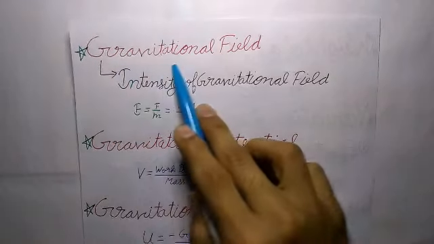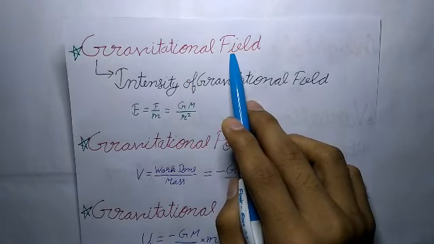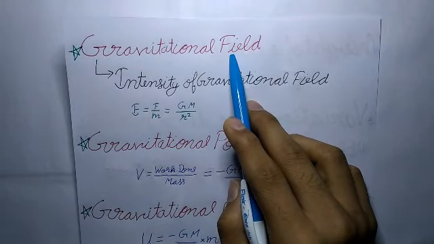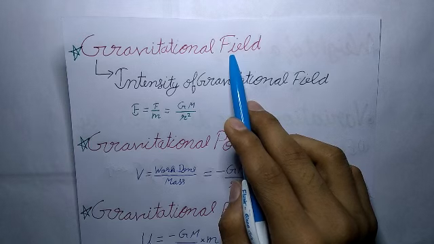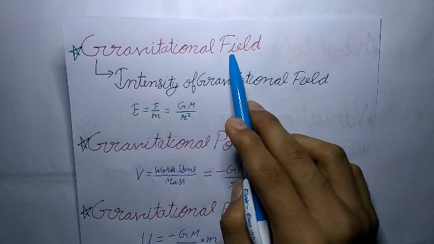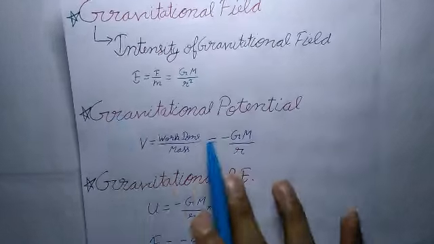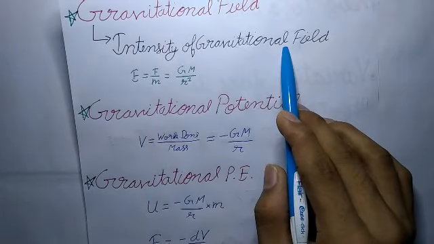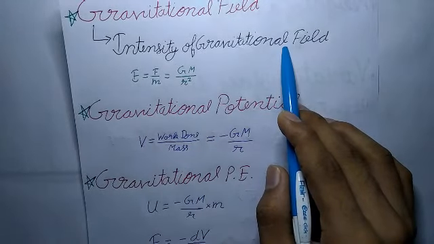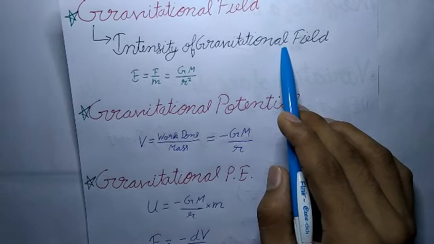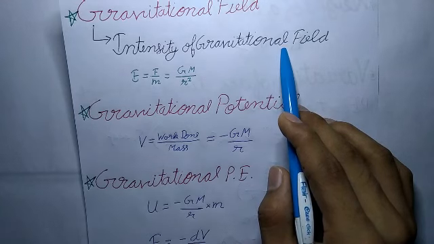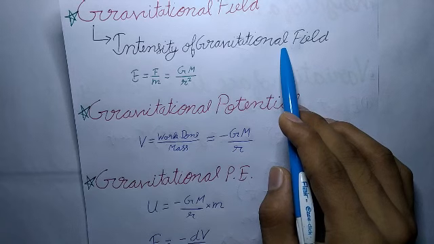Now let's move towards the gravitational field. It is the space around a material body in which its gravitational pull can be experienced by other bodies. Now, intensity of gravitational field. The intensity or the strength of the gravitational field at any point is equal to the force experienced by a unit mass placed at that point. It is a vector quantity directed towards the body producing the gravitational field.